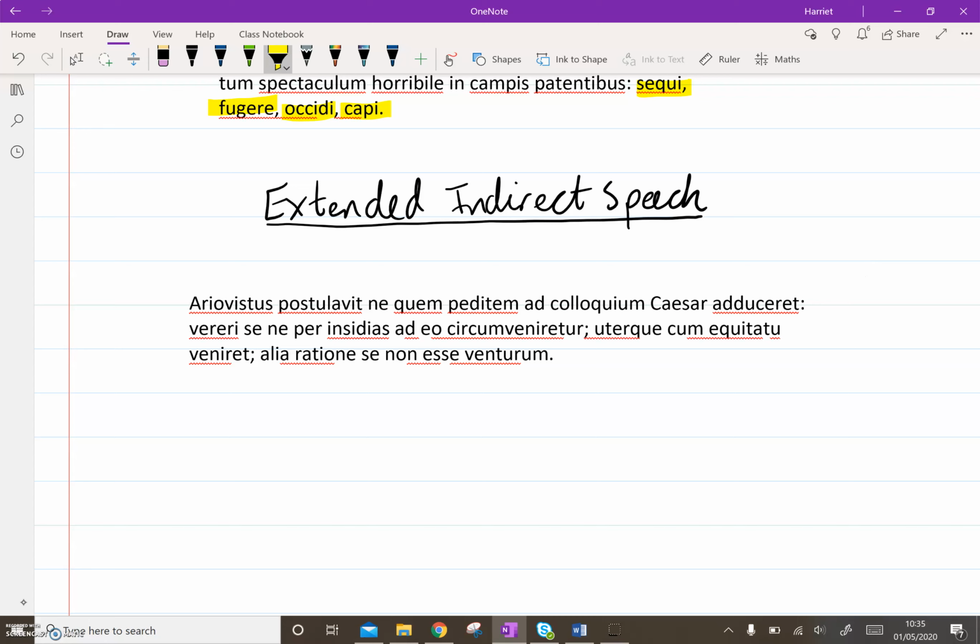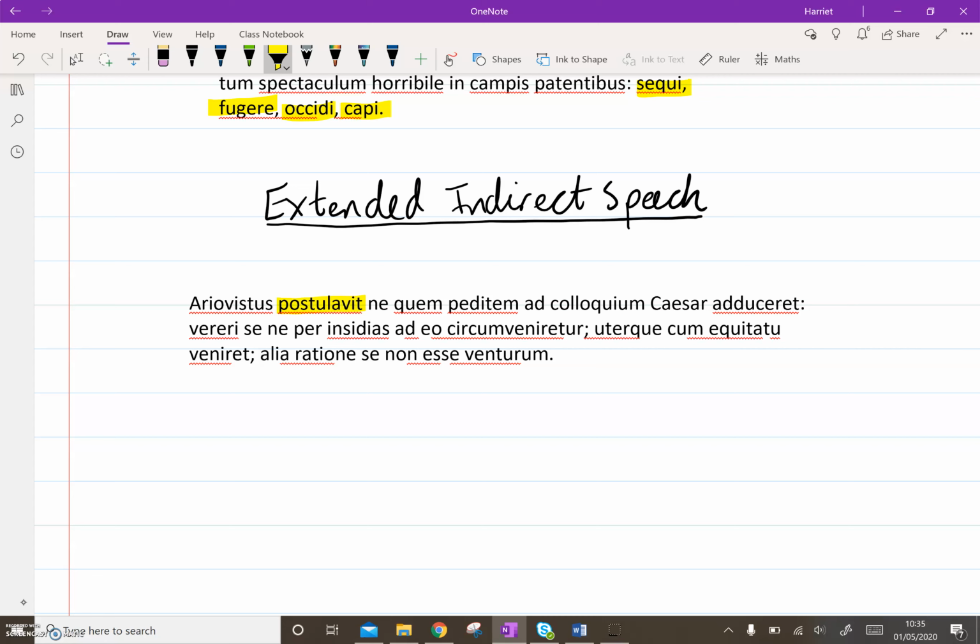So in this example here, we've got postulavit, demanded. So this Ariovistus guy demanded that Caesar should not bring any infantry to the meeting. Okay, that's your first thing. You've got an indirect command there. It's a negative indirect command with ne, and you've got an imperfect subjunctive. Okay, but then you've got vereri, which is an infinitive.